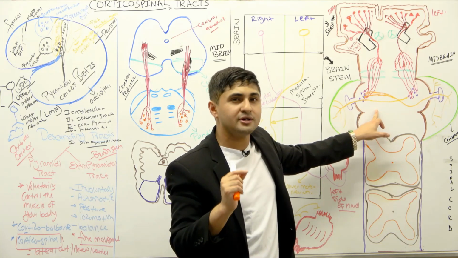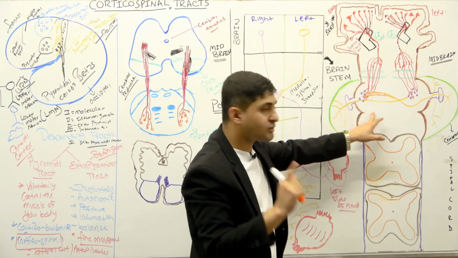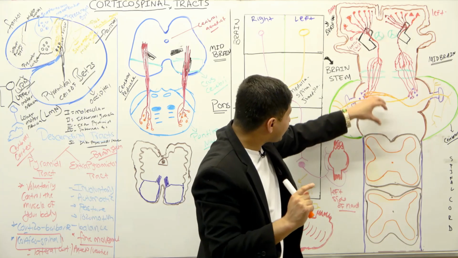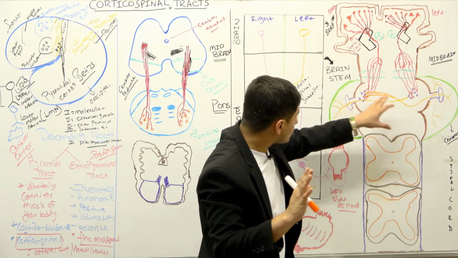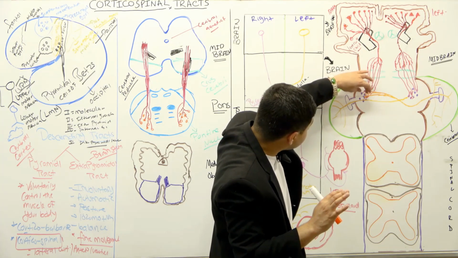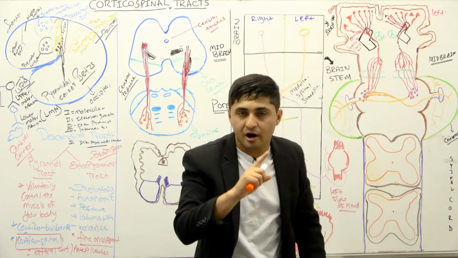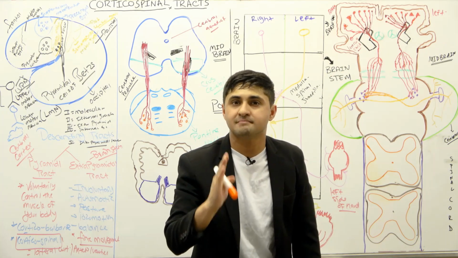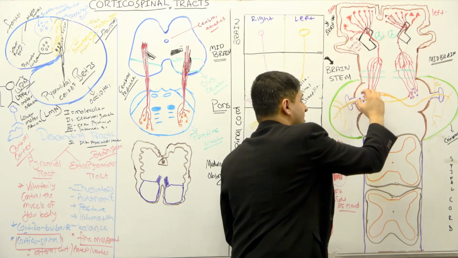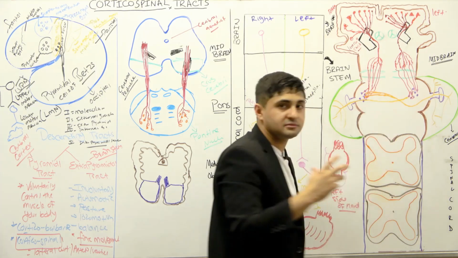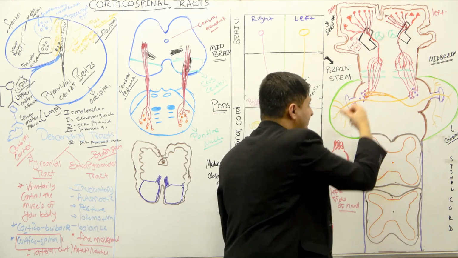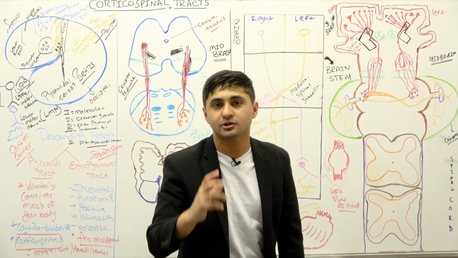And do you know what the difference is? Why do we call them nuclei? The reason we call them nuclei is because these bodies are present within the white matter. Because these bodies are within the white matter, that's why we call them nuclei.